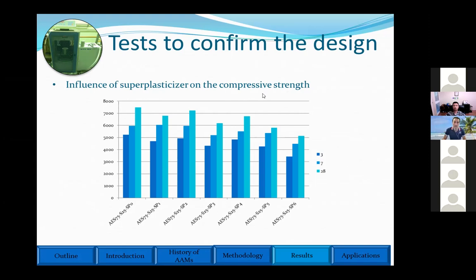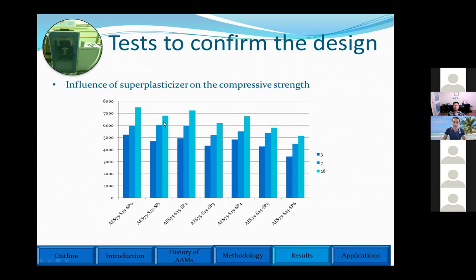For example, the compressive strength. As you can see, if I use 3 to 4% of admixture, the compressive strength is going to decrease definitely. But it was, for example, 7,500. It decreased to a little less than 7,000 if I use 4% of superplasticizer. But if I increase the percentage of admixture, it decreases to a little higher than 5,000.